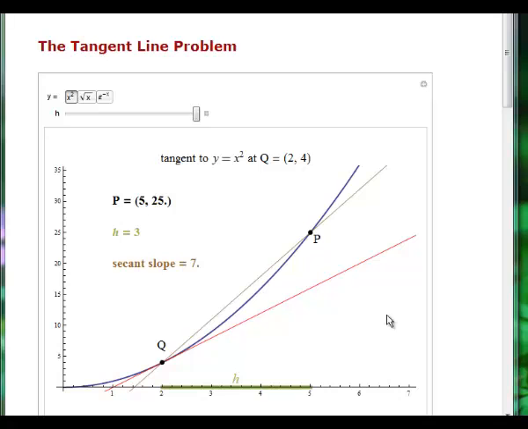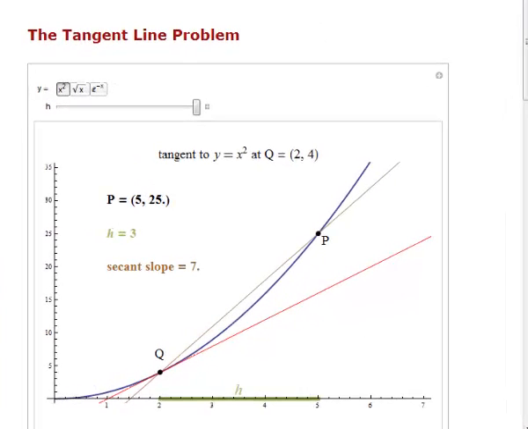So this demonstration is to help us see how the second definition, the formal definition that I showed you, is really the same thing as the first one. So it's really just a secant line slope becoming a tangent line slope. So take a look at what we have here. We have a portion of the graph y equals x squared. We have a point Q, which is up here, 2, 4.